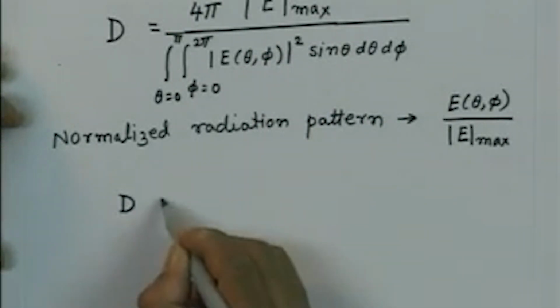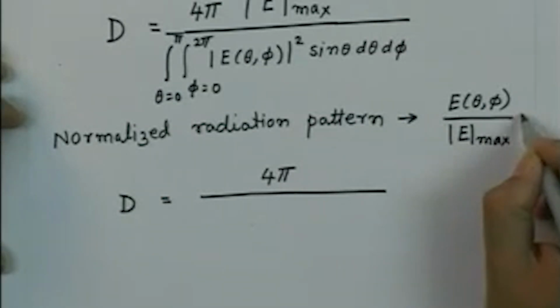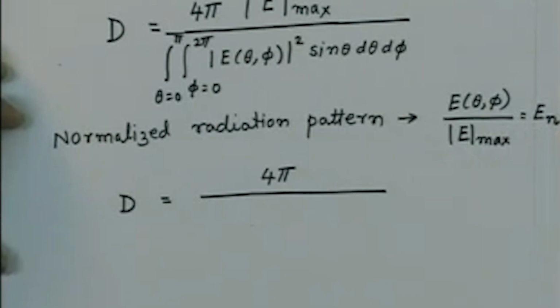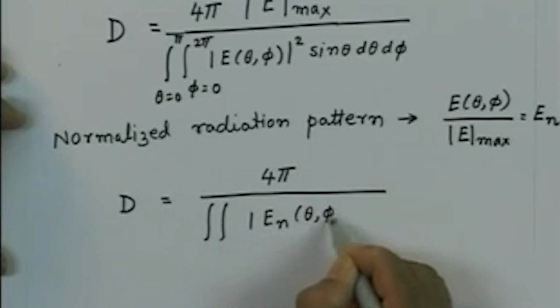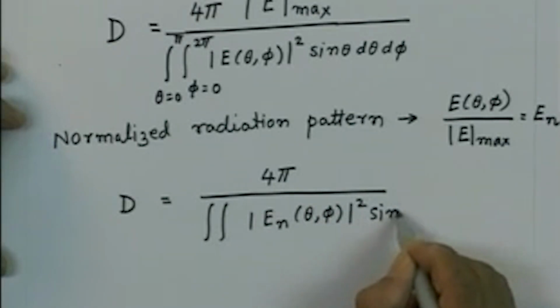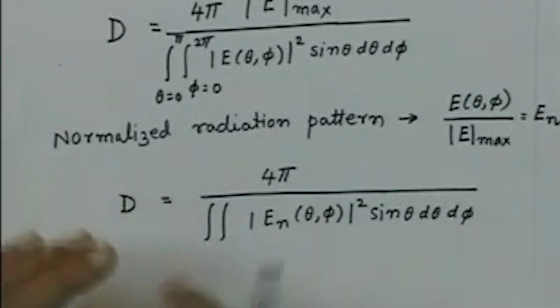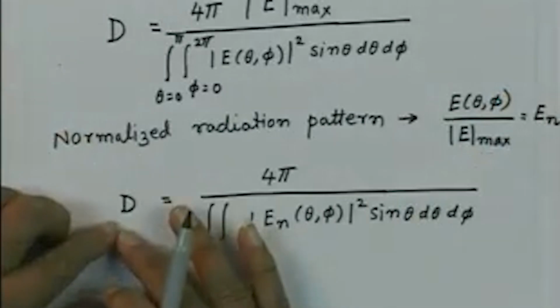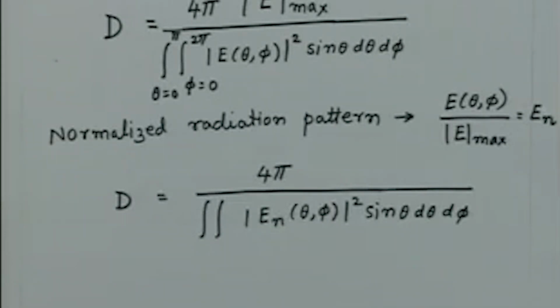So, we get the directivity of an antenna, which is nothing but 4 pi divided by the integral of the normalized radiation pattern, let us call this quantity E normalized, E normalized(theta, phi) squared sin theta d theta d phi. So, if you know the normalized radiation pattern, essentially you can calculate the directivity of a given antenna. Now, as you can see from here, essentially the directivity tells you the enhancement of the power density in a given direction with respect to an isotropic antenna. So, this quantity by definition is always greater than 1.